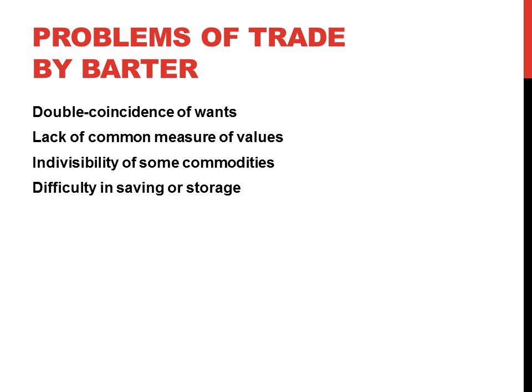3. Indivisibility of some commodities. Some commodities are large and cannot be easily divided into smaller units for exchange purposes, e.g. cars, houses, and so on and so forth. Number 4. Difficulty in saving or storage. It was not easy to store perishable goods and bulky goods, which took up a lot of space.